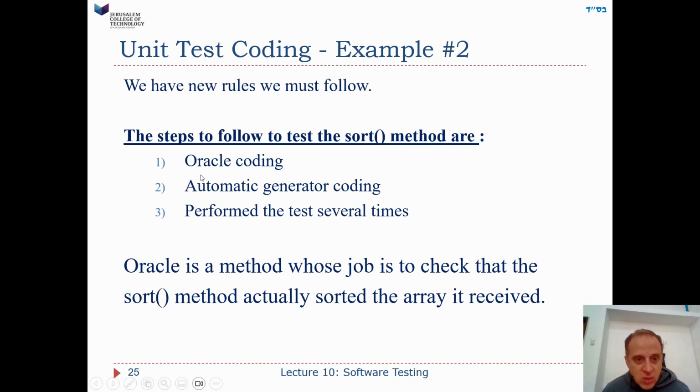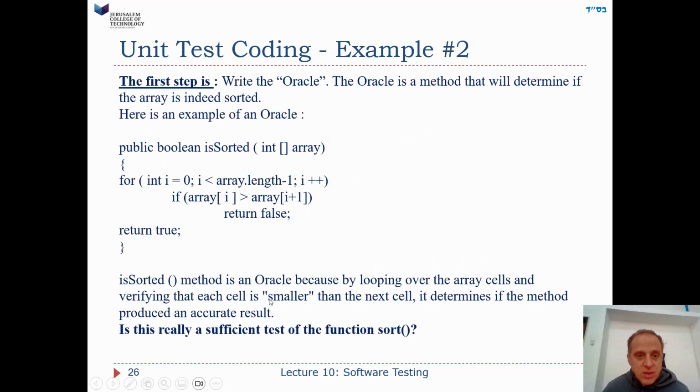An oracle, so what is an oracle? An oracle is a method whose job is to check that the sort method, or any algorithm, sorted the array it received. To understand this, we'll have to see an example. So we're writing the oracle. The oracle is a method that will determine if the array is indeed sorted. Here's an example of an oracle.